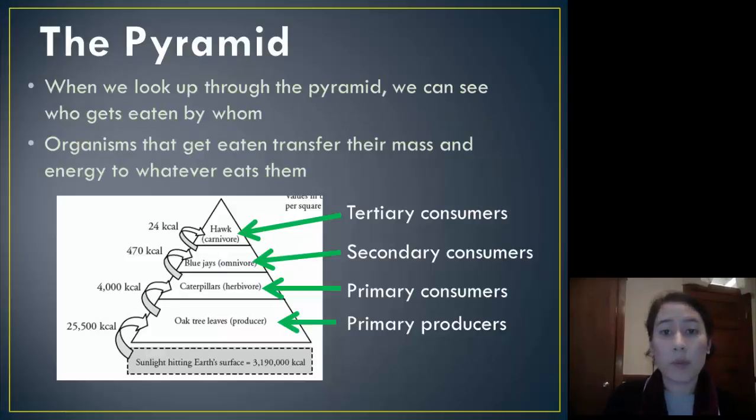So when we look through the pyramid, we can see who gets eaten by whom. We can see that the oak tree leaves are eaten by the caterpillars, which get eaten by the blue jays, which get eaten by the hawk, right? So we're able to see a food chain up the pyramid. Organisms that get eaten transfer their mass and their energy to whatever does the eating. So when an oak tree leaf gets eaten by a caterpillar, it's transferring its matter and energy to that caterpillar, and the caterpillar can use it to grow and to live.